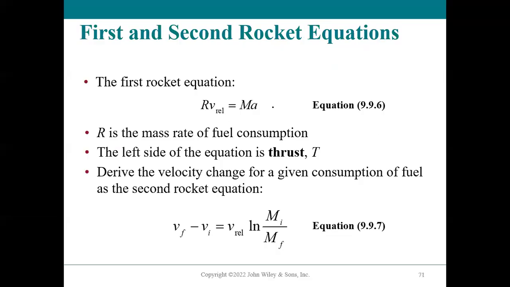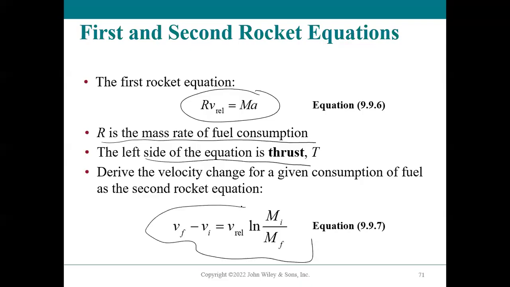So the first and second rocket equations. The first: R times V relative equals mass times A. R is the mass rate of fuel consumption, and the left side is the thrust. Derive the velocity change for a given consumption of fuel, and the second rocket equation: V final minus V initial is equal to V relative times the log of mass initial over mass final.